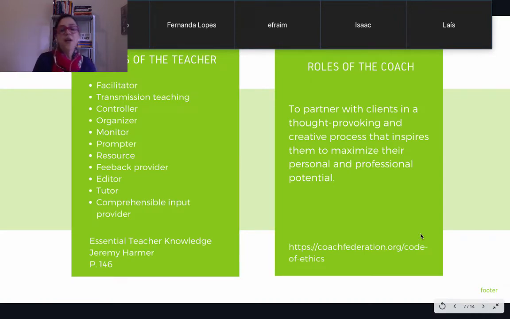As you can see here, we have the roles of the teacher based on the book by Jeremy Harmer. So a teacher is a facilitator, there's a transmission of teaching, the teacher is a controller, organizer, monitor, prompter, a resource. We know all the roles of the teacher. And the roles of the coach.